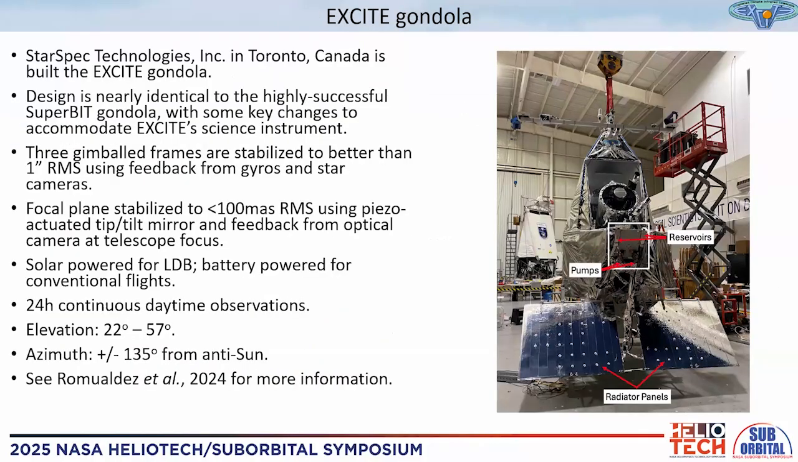More details about the gondola. It's pretty much like SuperBIT, but there are some differences to accommodate the differences in our back-end instrumentation. SuperBIT, I think, Stephen could correct me if I'm wrong, had no actively moving parts in the back, but we're cryogenic and we have a pair of cryocoolers. So we have to both deal with the vibrations from the cryocoolers and also get rid of the heat that's dissipated by them. Each cooler dissipates about 150 watts.